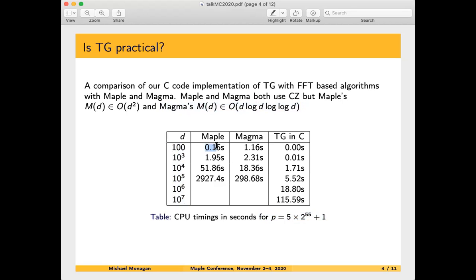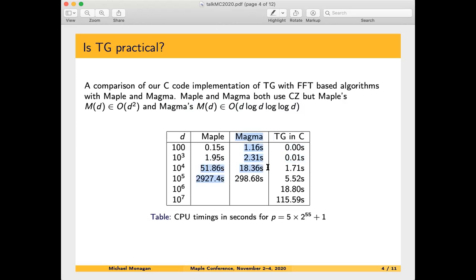For d equals 100, you can see Maple is 0.15 seconds. There's something wrong with Magma's clock here. It really is a lot faster than that. I think it's closer to 0.15 seconds like Maple. For the C code, the time does not register yet. At degree 1,000, Maple and Magma are both taking about 2 seconds, and the C code is 0.01.